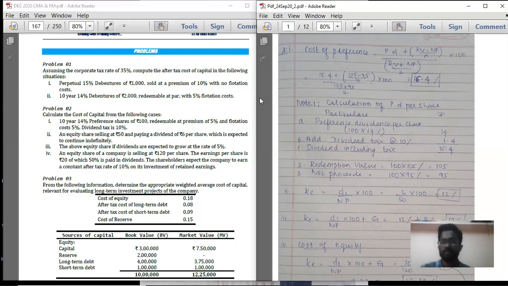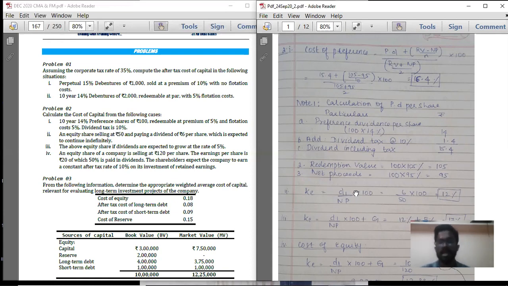In respect of that, leave 4 lines gap, record note 1: calculation of preference dividend per share. Below that, draw a 2 columnar table, first column particulars, second column amount. Below that, in particulars record small a, preference dividend per share. How much is the preference dividend you are paying per share? 100 rupees per share into 14%. In the amount column record 14.